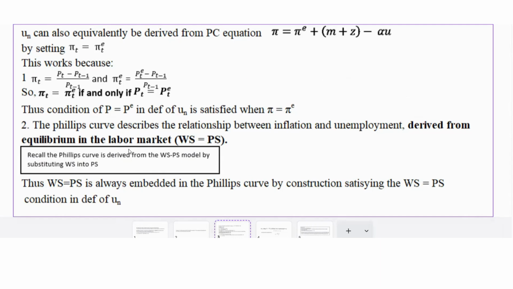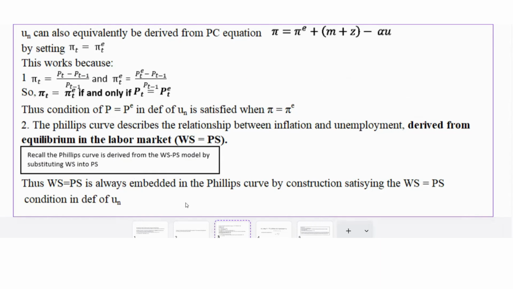So equilibrium in the labor market is where WS is equal to PS in this model. Remember, when we derived the Phillips curve mathematically, we substituted WS into PS. Thus WS equals PS is always embedded in the Phillips curve by construction, satisfying the WS equals PS condition in the definition of UN.